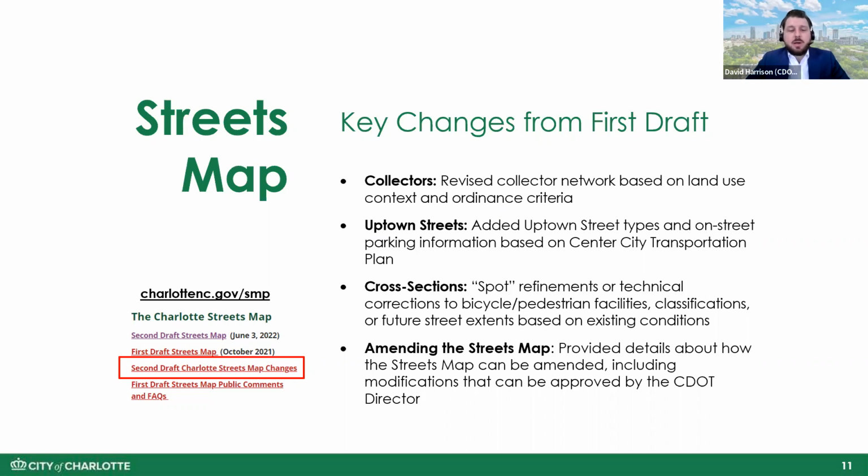But at a high level, we categorized some of the changes into a refinement of our collector street network based on land use context and ordinance criteria. As previously mentioned, we added uptown street types and their on-street parking information that is based on the Center City Transportation Plan. And in several spot locations, we made refinements or technical corrections to either the bicycle pedestrian facility classification or future street extents based on a closer look at existing conditions.